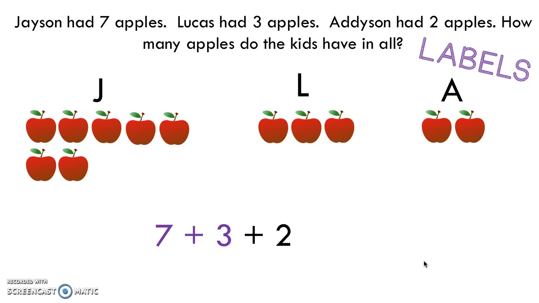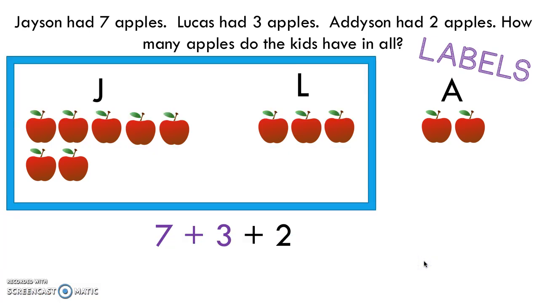And if I look at my picture, I see that Jason had 7 and Lucas had 3. And if I slid over those apples into Jason's pile, then I would have 10 altogether. So I'm going to go ahead and circle, or in this case, I put a box. I'm going to circle Jason's and Lucas's because that's going to be where my 10 comes in. So now if I add Jason and Lucas's together, I'll have 10.